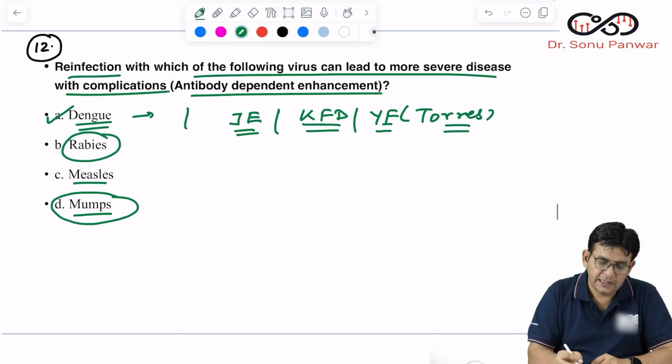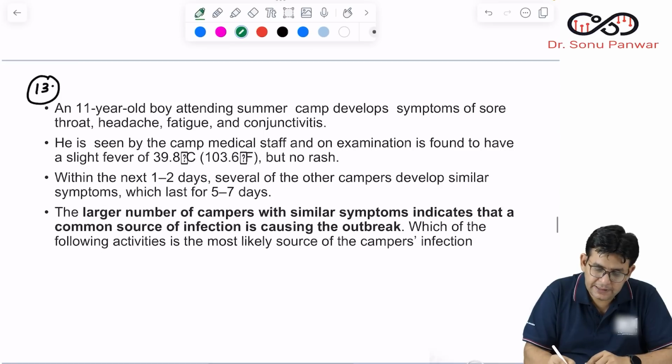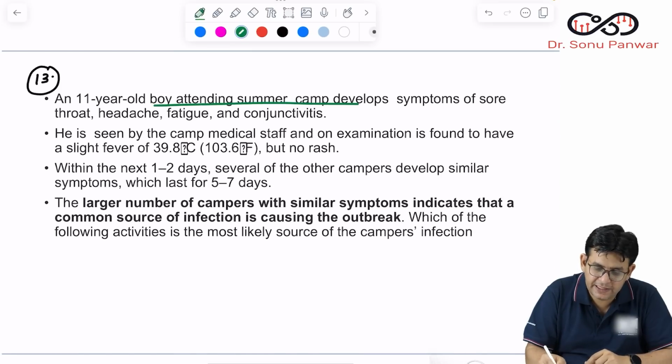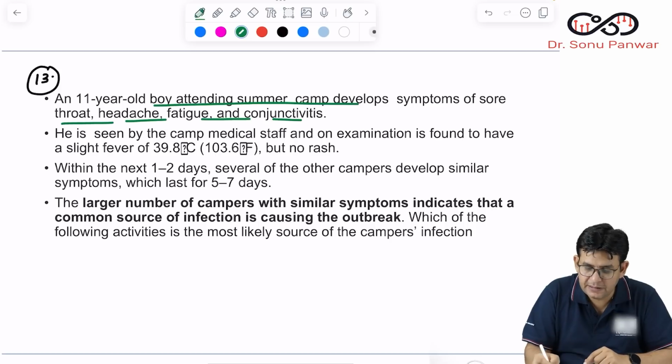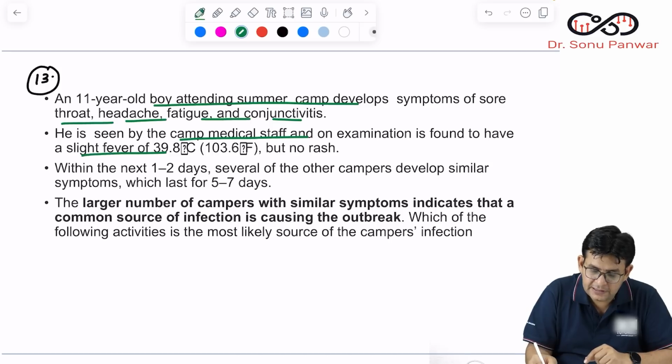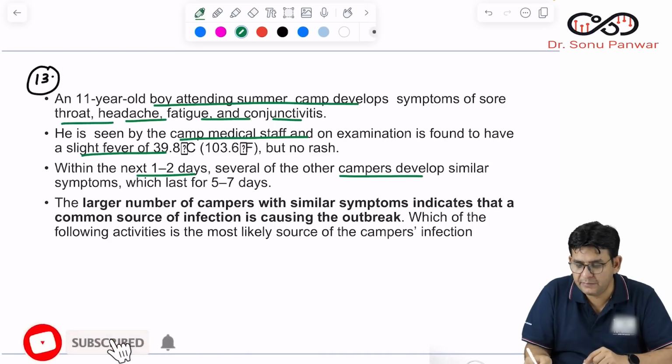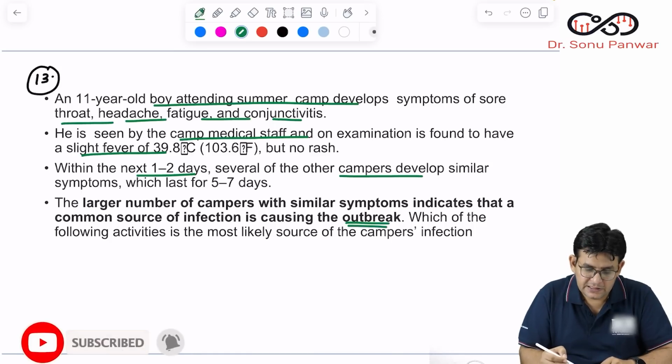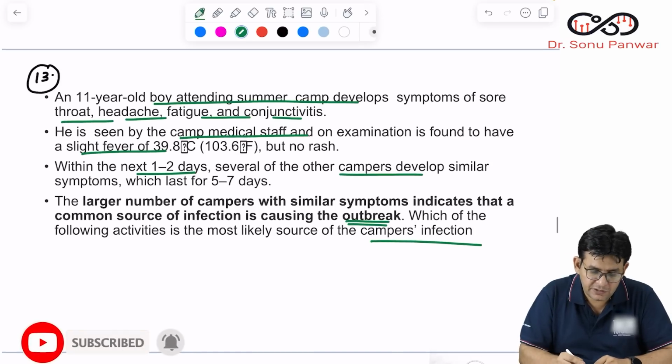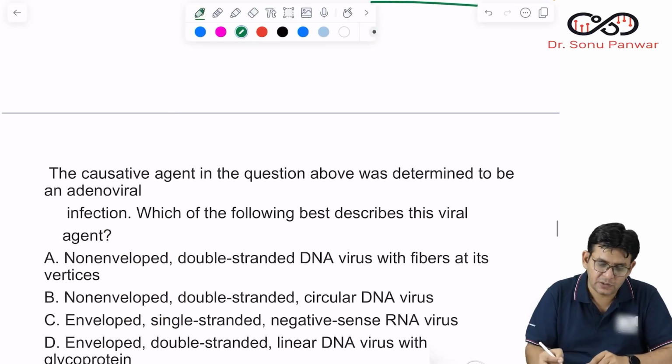Now coming to this one, an 11-year-old boy attending a summer camp develops what? Sore throat, headache, fatigue, conjunctivitis. And on medical staff examination he was found to have a slight fever. Next, other campers also develop this. So basically, it's a sort of outbreak in that particular camp. So basically, this is epidemic keratoconjunctivitis caused by which virus? Adenovirus.